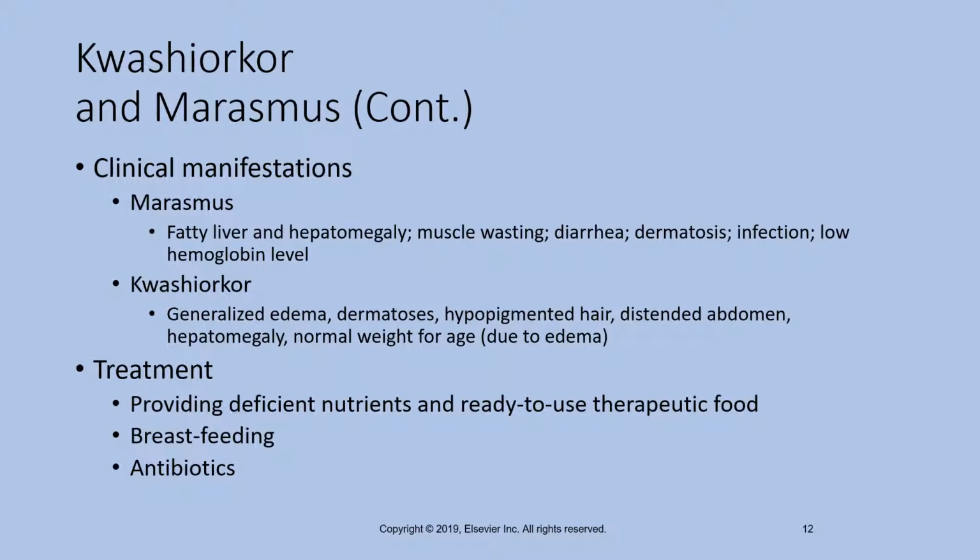This is what you notice many times when you see pictures of children, for instance, in the Middle East who are starving, like in Syria during the war. They appear to have blonde hair, yet their parents are Middle Eastern and have very dark hair. So the hair is hypopigmented, their abdomens are distended, they have hepatomegaly, and normal weight for age due to edema. Treatment provides deficient nutrition, ready-to-use therapeutic food, and breastfeeding as protection against infection.